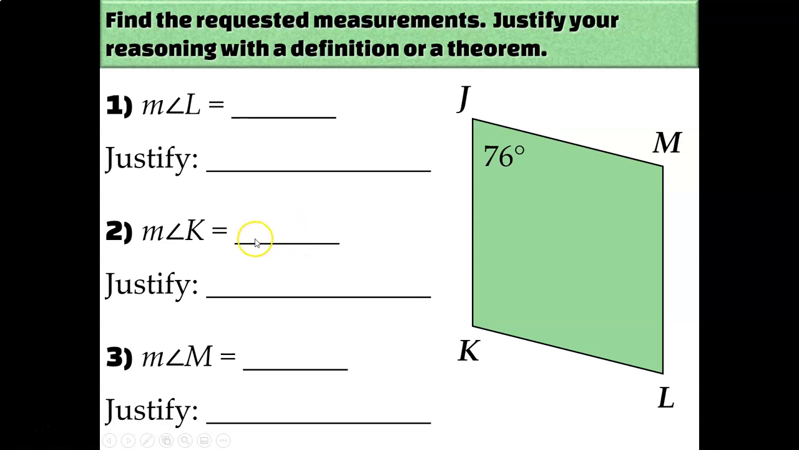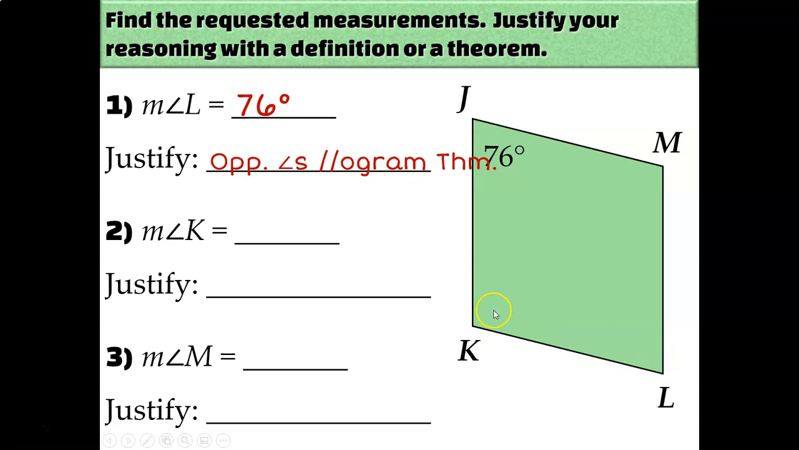All right, let's get some numbers in here. Given that this four-sided figure is a parallelogram, what is the measure of angle L? Well, it would have to be 76 degrees because it's the opposite angle from angle J, and angle J is labeled as 76. So by the opposite angles of a parallelogram theorem, angle L must be 76 degrees as well.